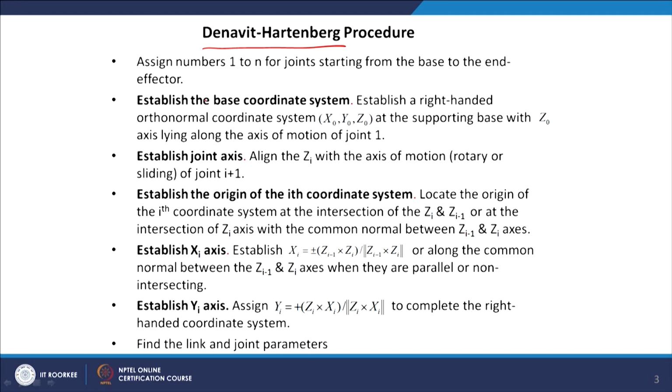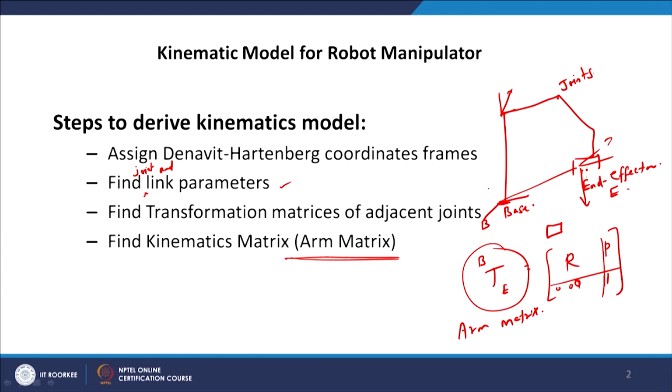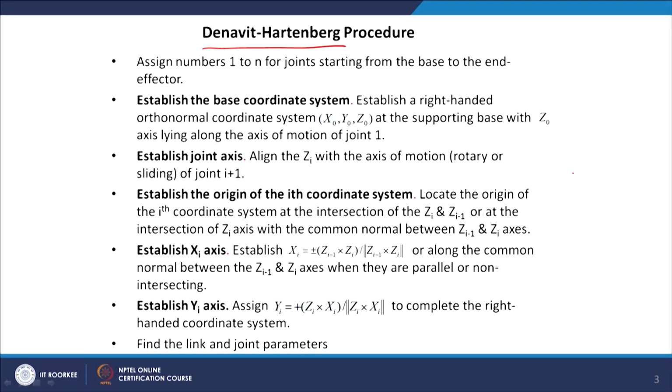First we have to assign numbers to the joints. The first joint is the base, that is 1, then 2, 3, 4, and the end effector is 5. In this particular picture we say there are 5 joints. Now, for each joint we establish the coordinate system in the following way.